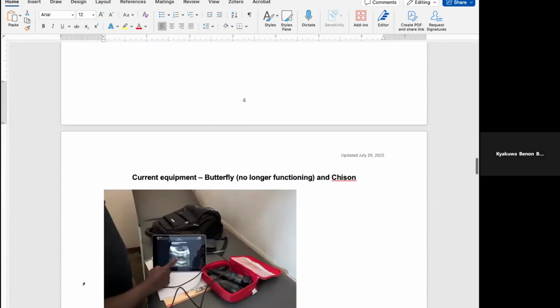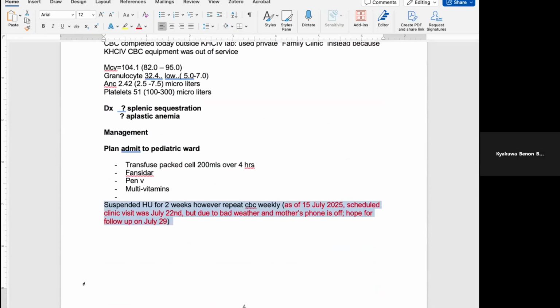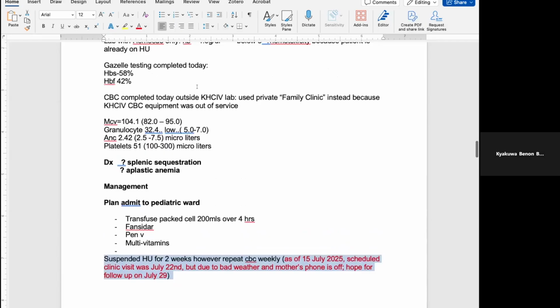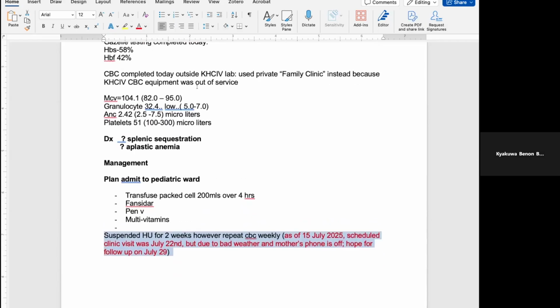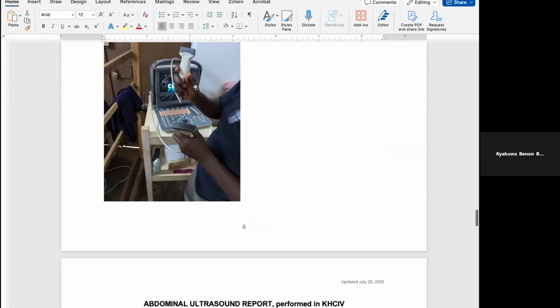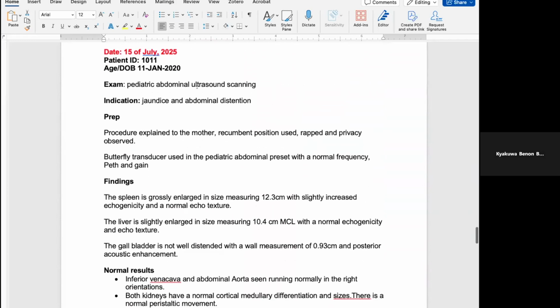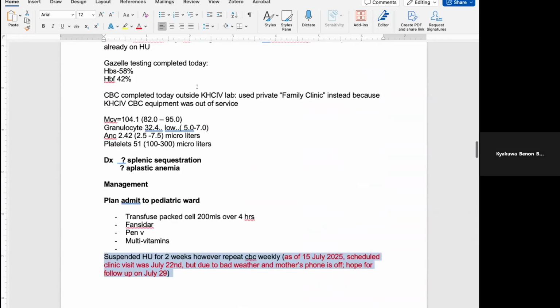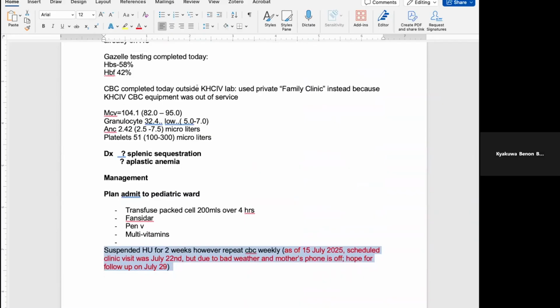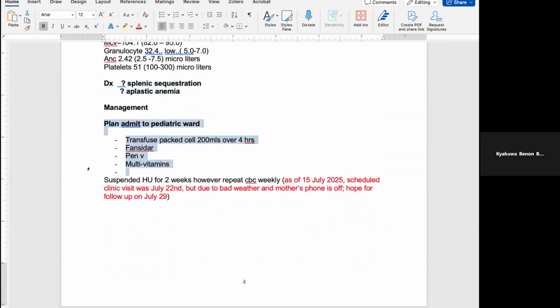On abdominal exam, there was mild hepatomegaly and moderate splenomegaly. Oh, I've jumped. Okay. And yes, so we admitted the child.